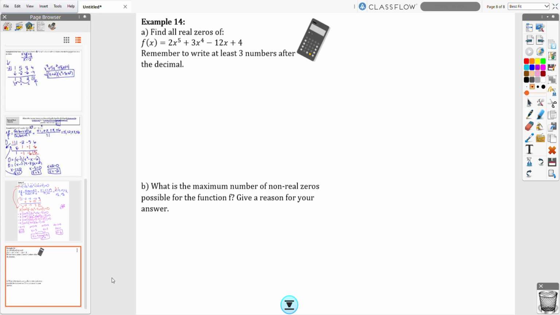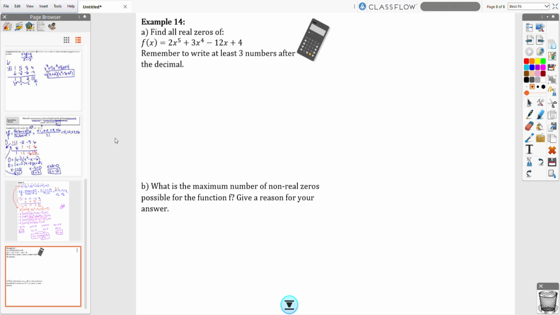Then we have plus 3x to the 4th power, arrow out of the exponent. Then we have minus 12x, and we have plus 4. All right, so from here, if you want to look at the graph of this, you can just hit the graph button.